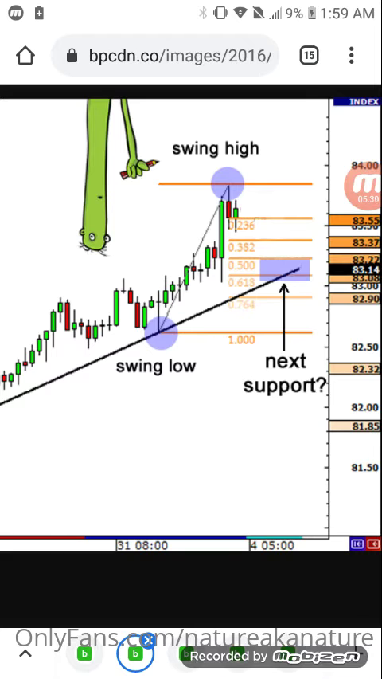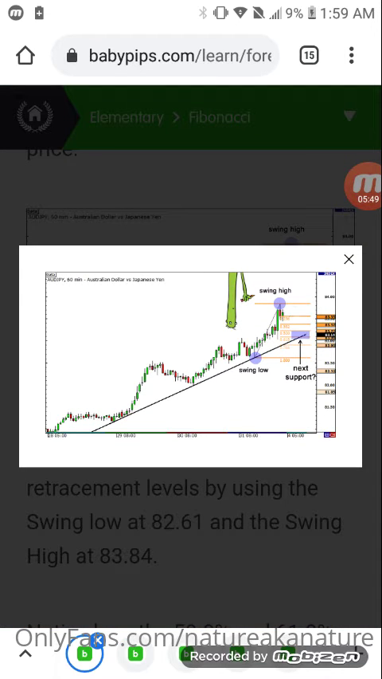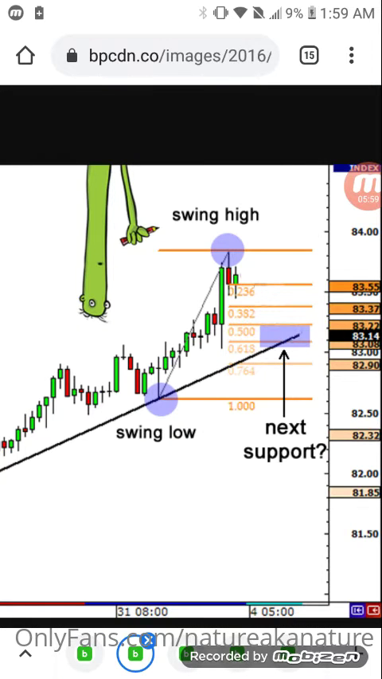The swing low was 82.61, and the swing high was 83.84. Okay.